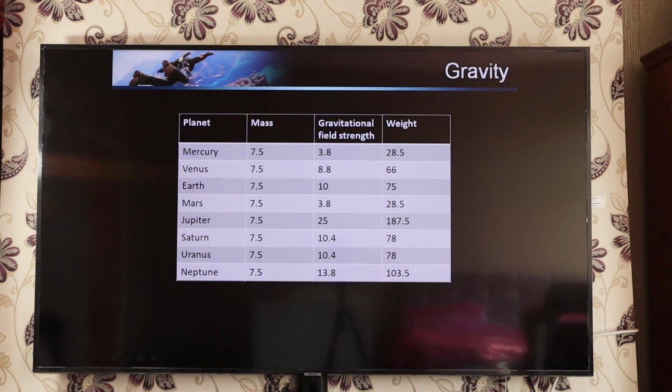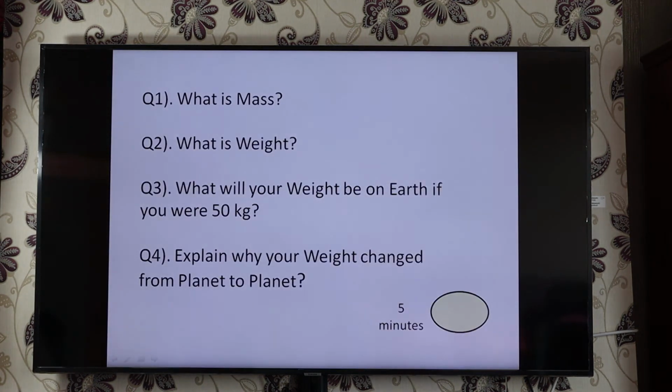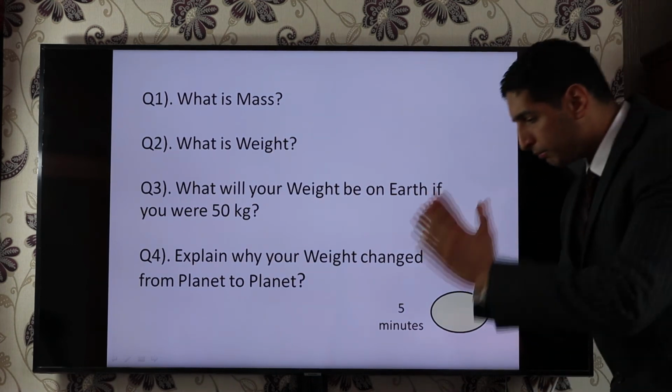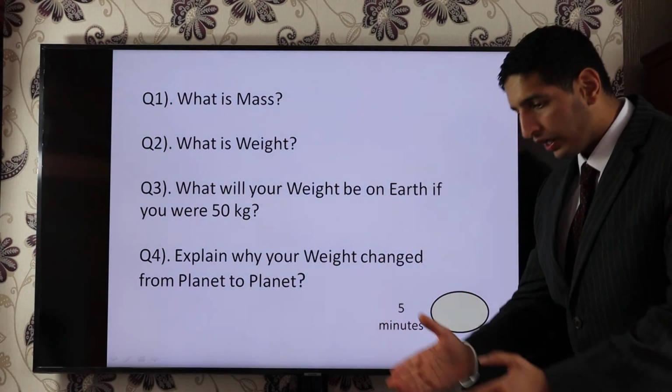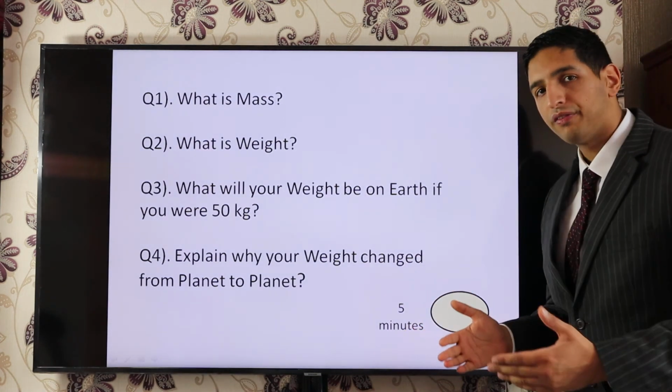So I've done the maths. On Jupiter, the weight of a 7.5 kilogram chair would be 187.5, meaning that chair would weigh the most on Jupiter. Okay, so hopefully by the end of this lesson, you have a clean understanding of the difference between mass and weight, and you can see how gravity changes on different planets.